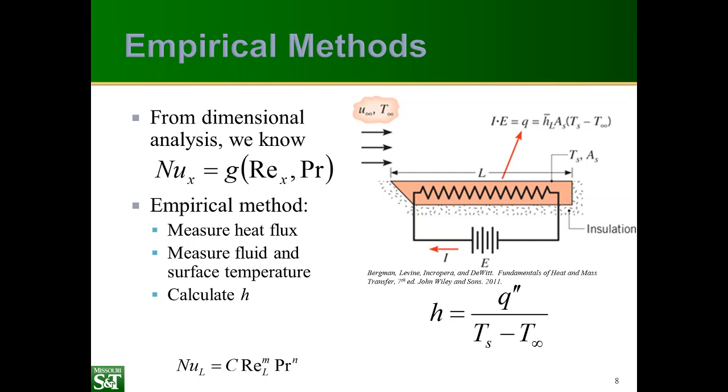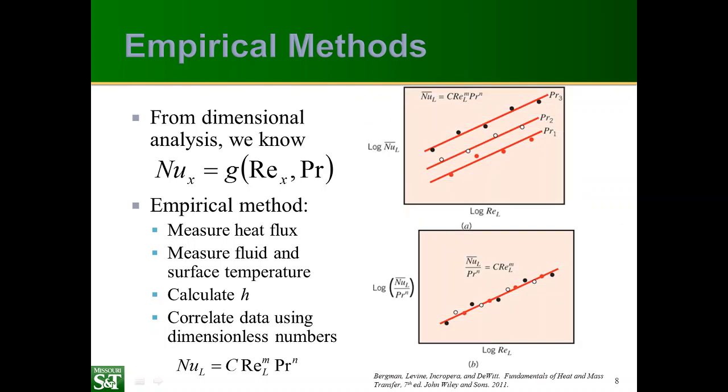We can also look at empirical methods. From dimensional analysis, we know that Nusselt number is a function of Reynolds number and Prandtl number. So empirically, we can measure the heat flux, measure the fluid and surface temperatures, and calculate h for a given Reynolds number. And we use the definitions here and just perform a curve fit. So the results here are inferred from experiment, and so we call it empirical.